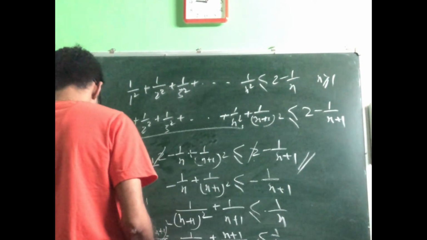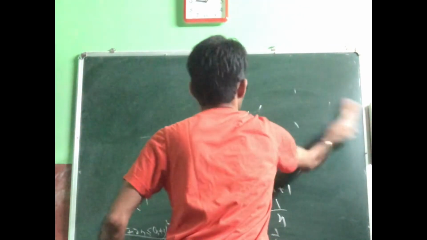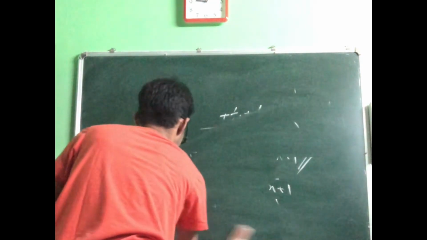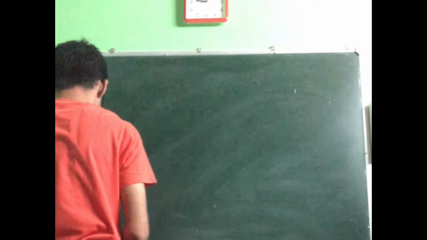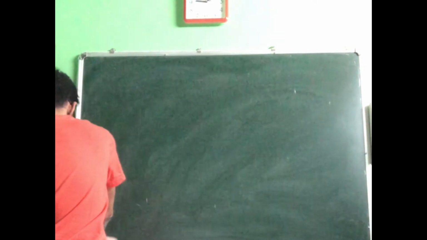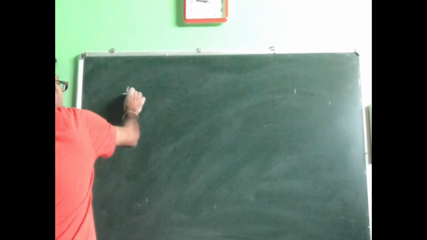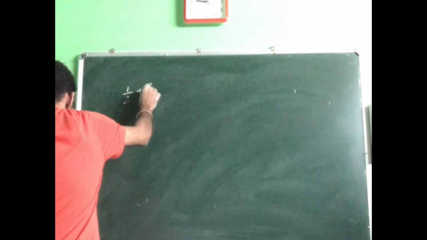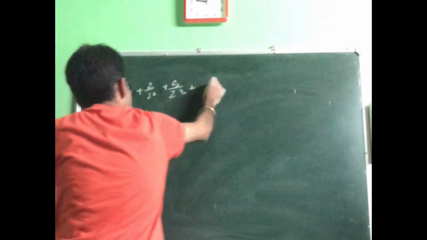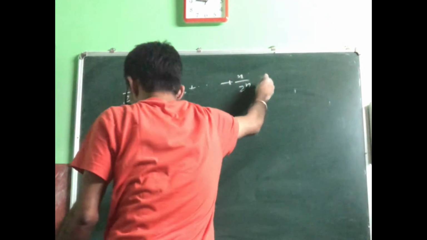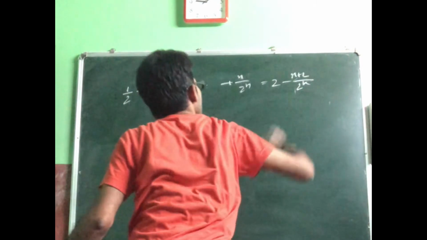Next, let's do one more problem similar to this. 1/2 + 2/2² + 3/2³ + ... + n/2ⁿ is equal to 2 − (n + 2)/2ⁿ.